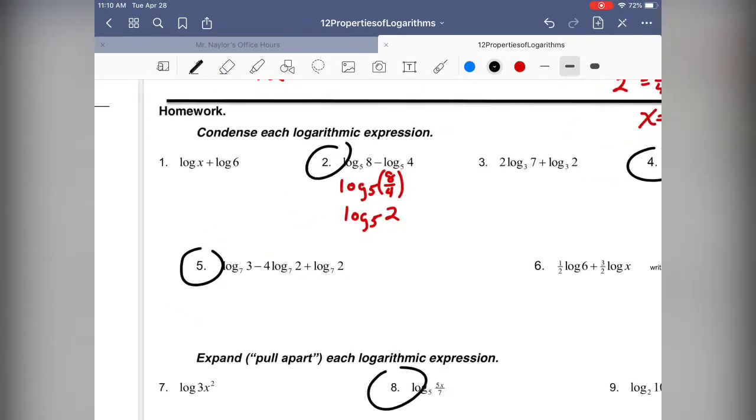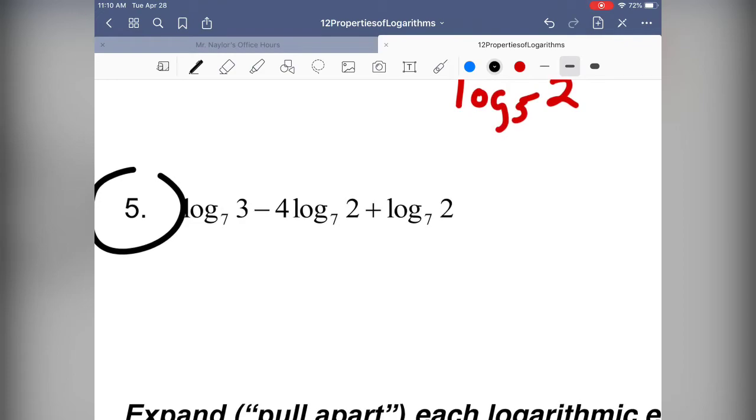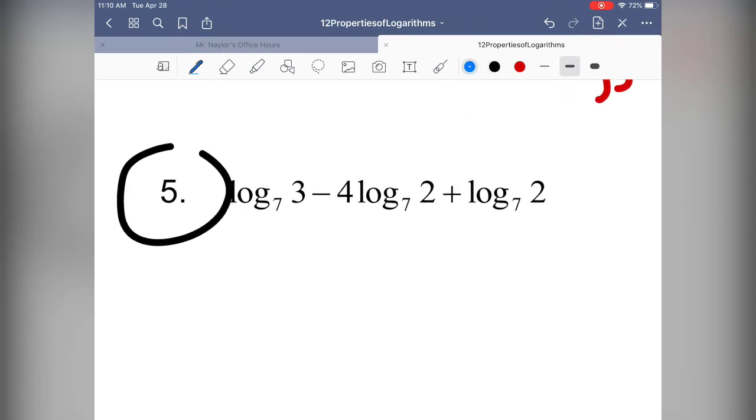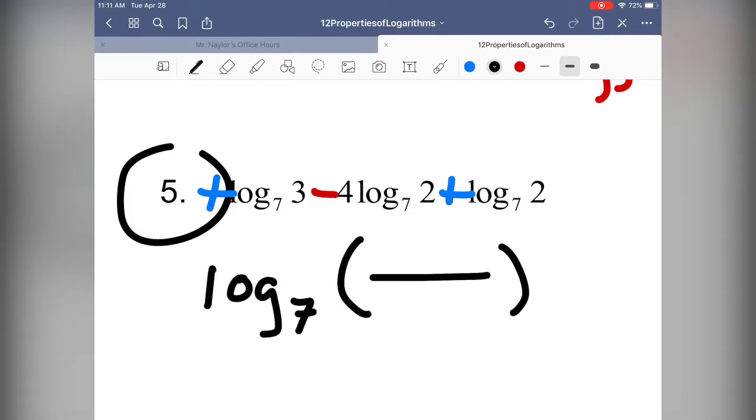Now with number 5, we have multiple addition and subtraction signs. Let's keep things straight here. Whatever's being added is going to end up in the numerator. Whatever's being subtracted is going to end up in the denominator. And you're only going to have 1 log. So force yourself to write 1 log and get this fraction ready.